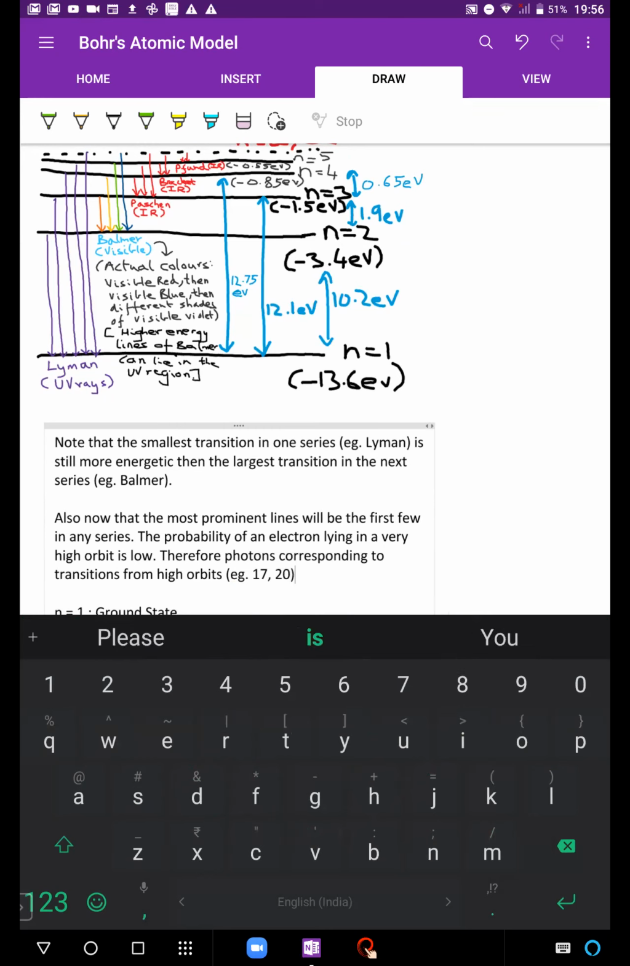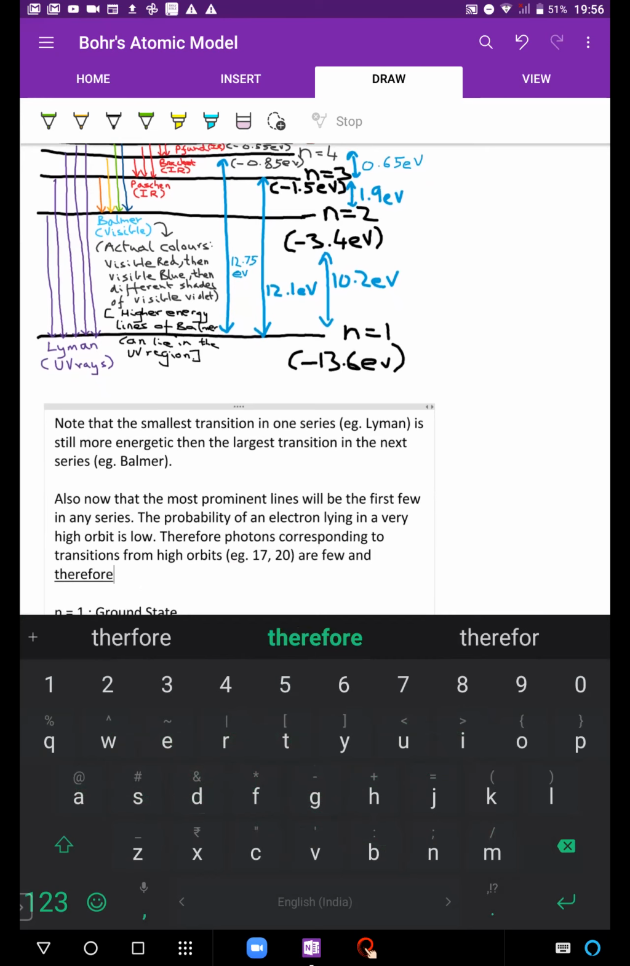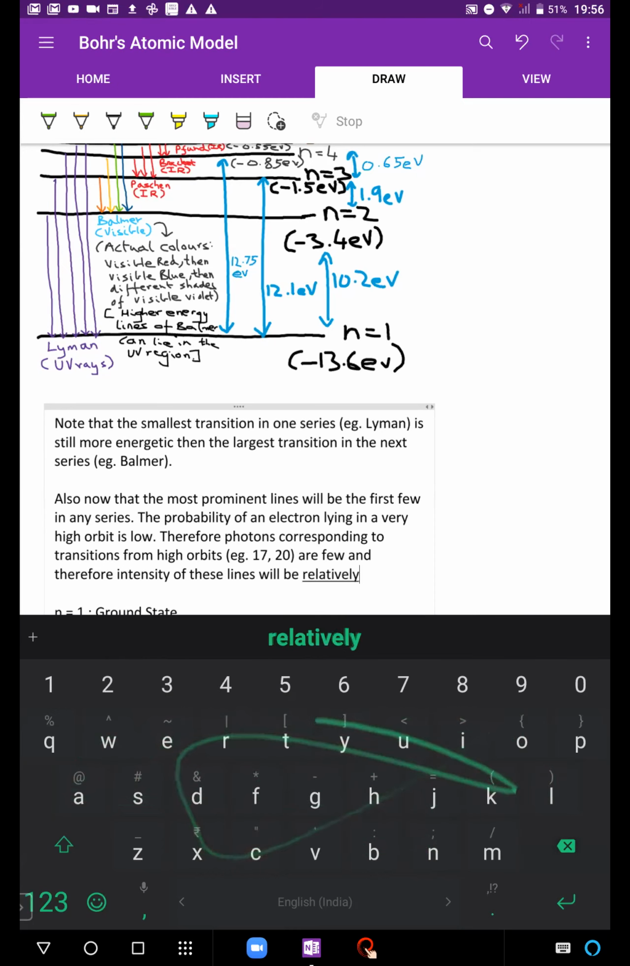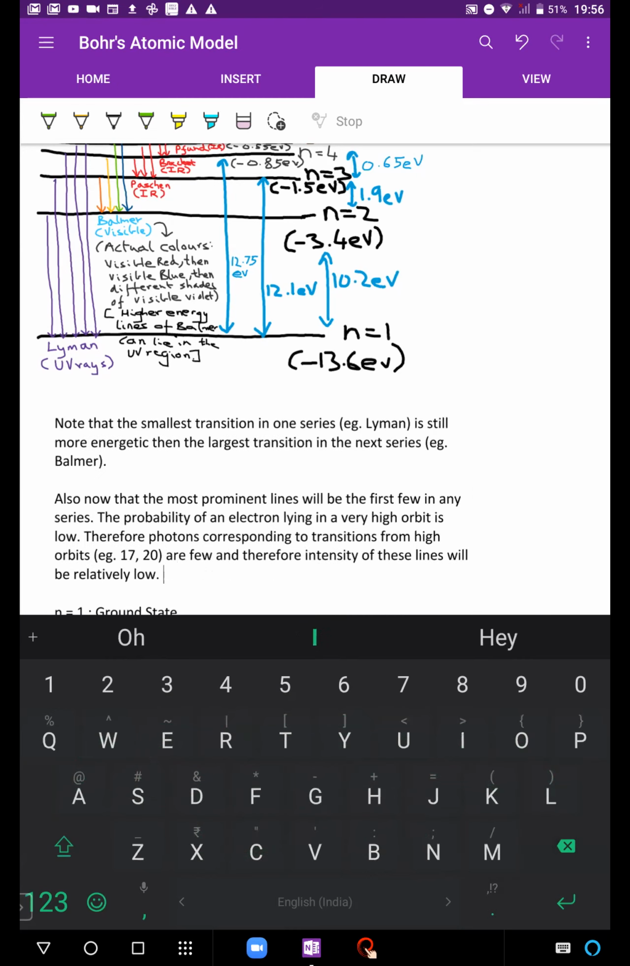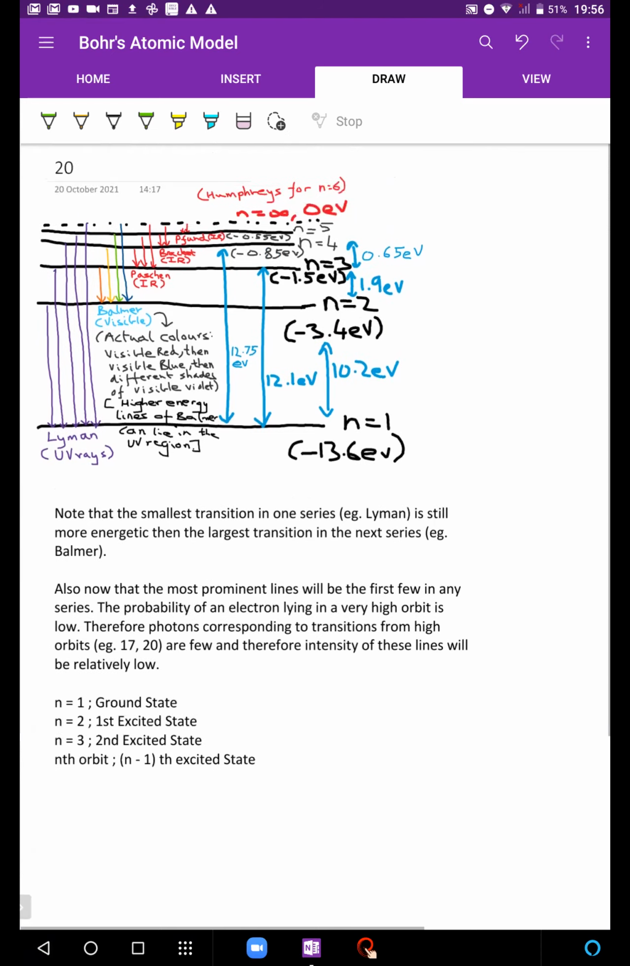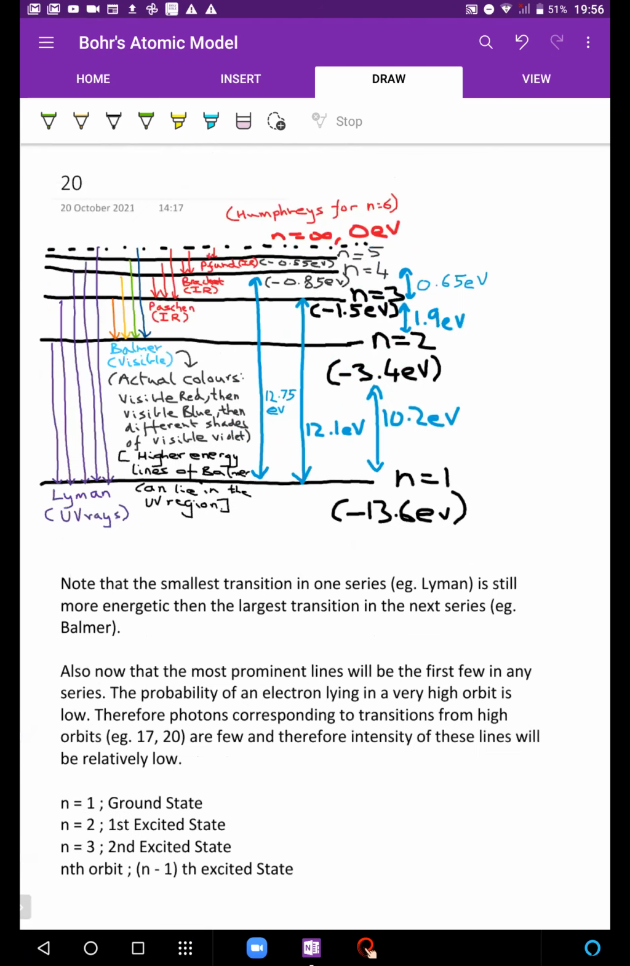Photons corresponding to transitions from high orbits are few, and therefore the intensity of these lines will be relatively low. So in a way, the most prominent, the most important ones are the first few. On that note, you can say that Balmer is a visible series.